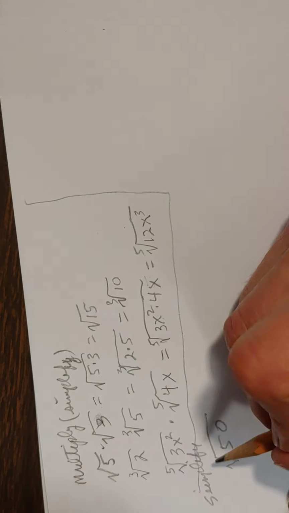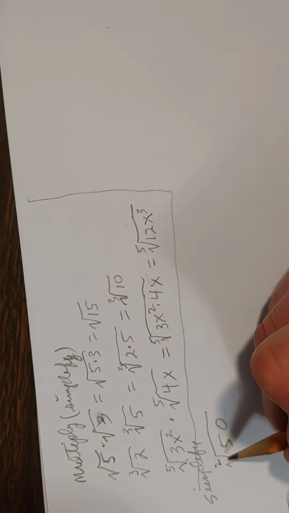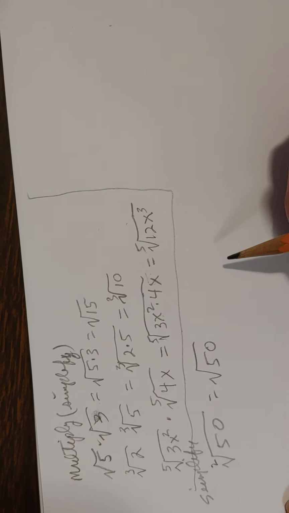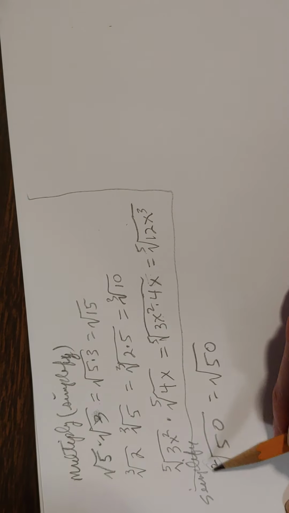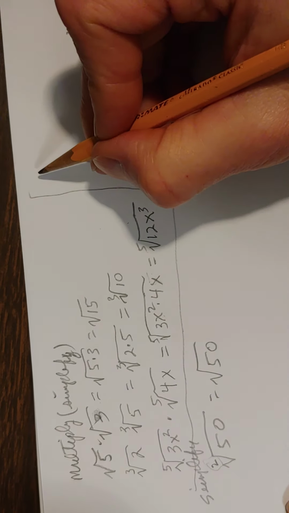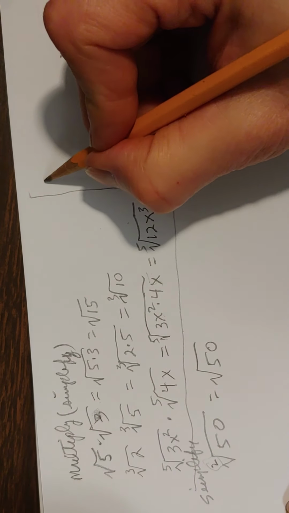Now, this is a square root. That means the index is 2. We don't need to write it, but the index is 2. We usually just write it like this. So we're looking for any perfect squares that divide 50. Perfect squares are 0 squared, which is 0. 1 squared is 1. We don't care about those, but 2 squared is 4.